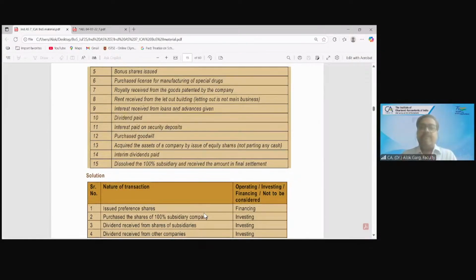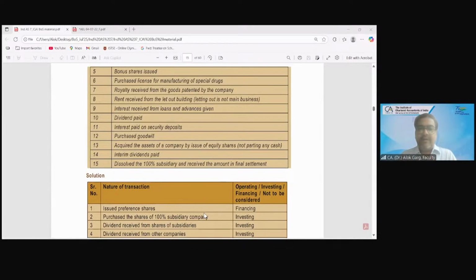Point number 9. Interest received on loans and advances given. It's an investing activity. And if the entity is a bank, then it's an operating activity.